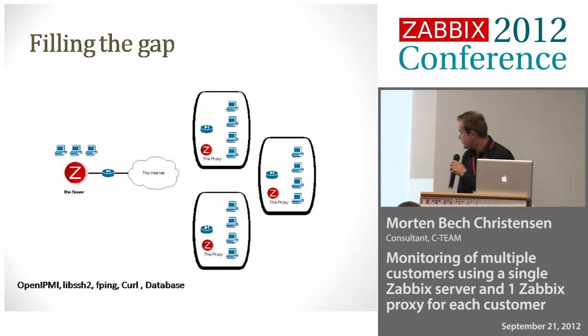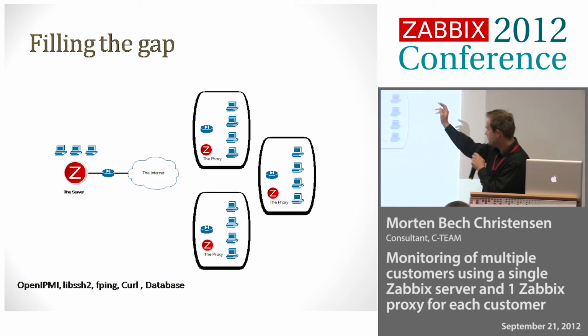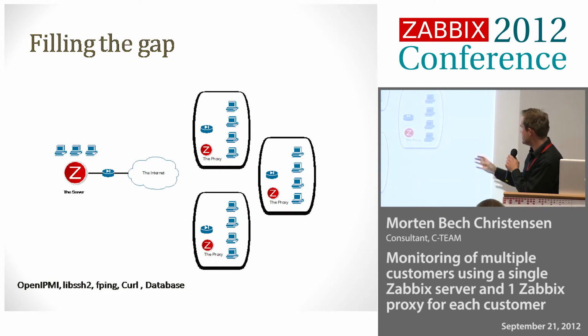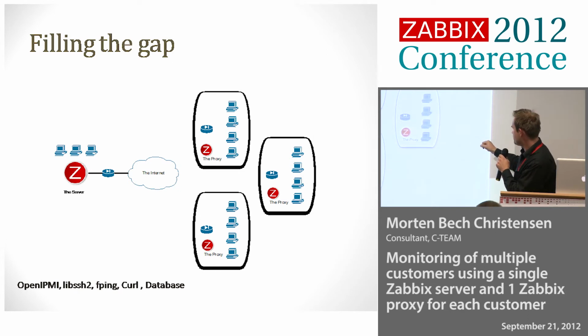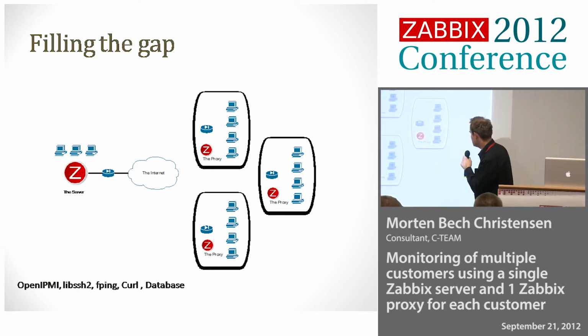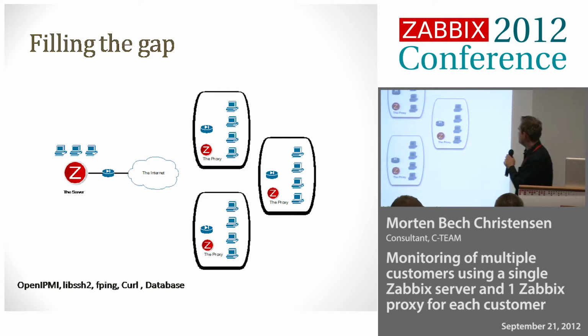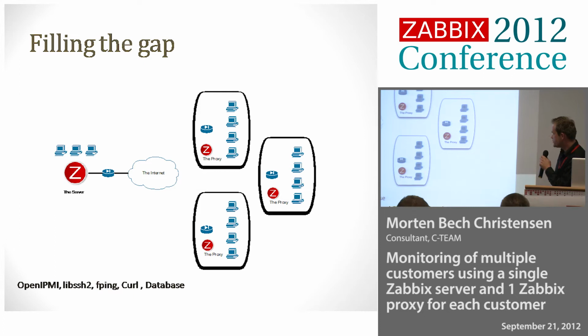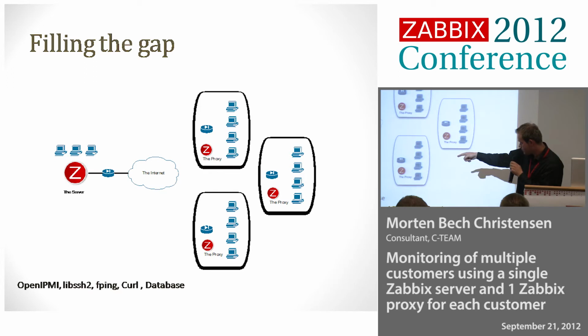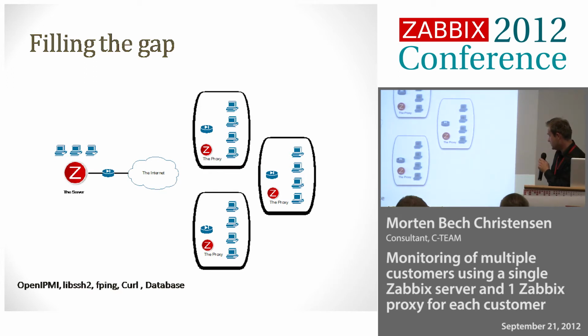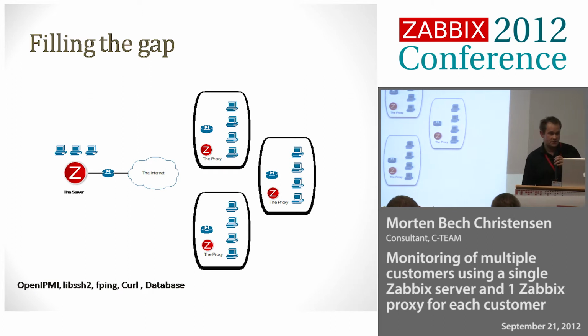So, the first thing I'm going to talk about is to present you this problem. You might have a Zabbix server, you have the internet, and everything is good. Then you might want to add more sites. It could be remote sites, foreign locations. They could have special firewalls which you're not allowed to touch. You need to install your own operating system and prepare it for the Zabbix Proxy, which requires open IPMI if you need that, libSSH, fping, curl, databases, all that stuff.